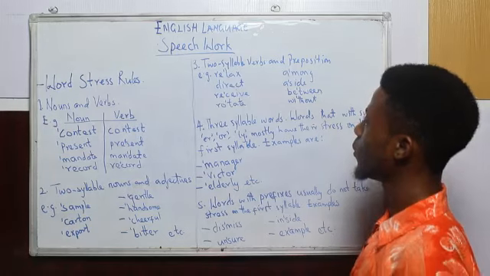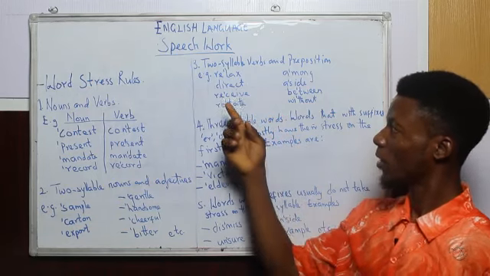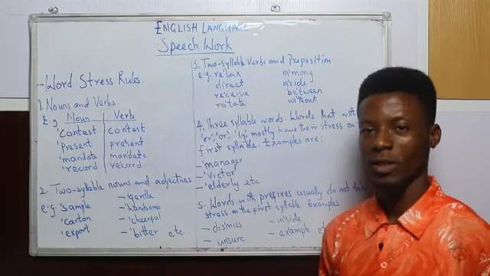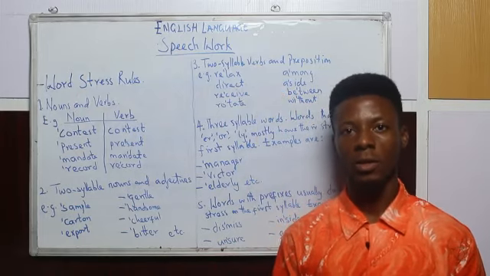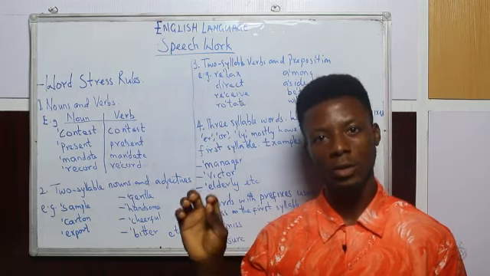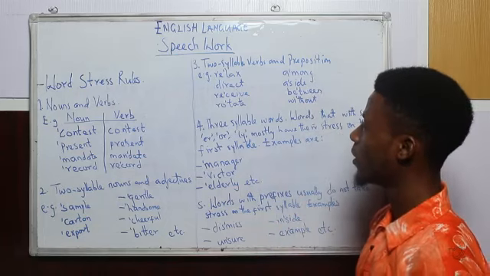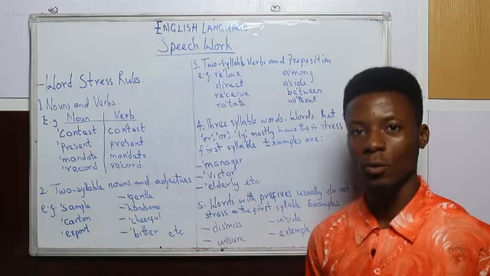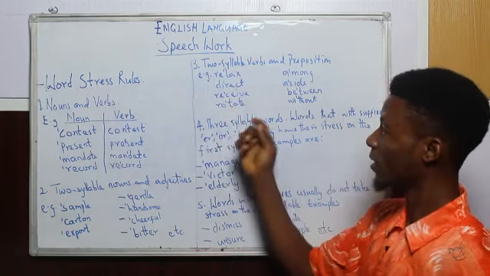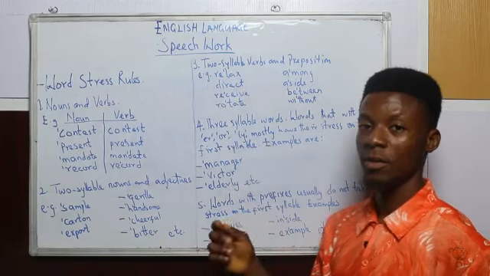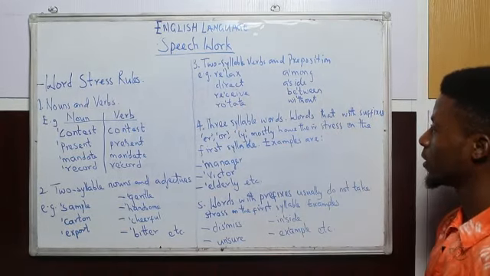The other rule says two syllable verbs and prepositions. Examples of them are relax, direct, receive. Now we should know that in the case of verbs and prepositions, the stress falls on the second syllable. Always take note of the diacritic indications to show where the stress falls. Again, we take the examples. We have relax, direct, receive, rotate, among, aside, between, without.